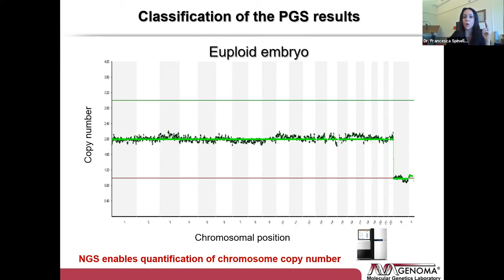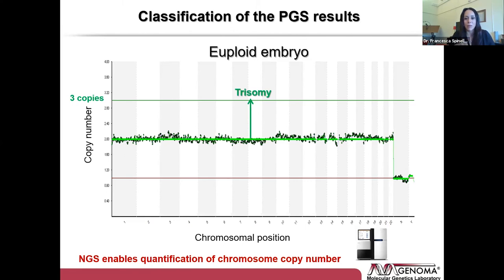There are two copies for each chromosome, so it's a euploid embryo. If we go to the next slide, if the signal goes up toward the other green line, it indicates the presence of a trisomy, because in this case we have three copies of the chromosome, and vice versa.